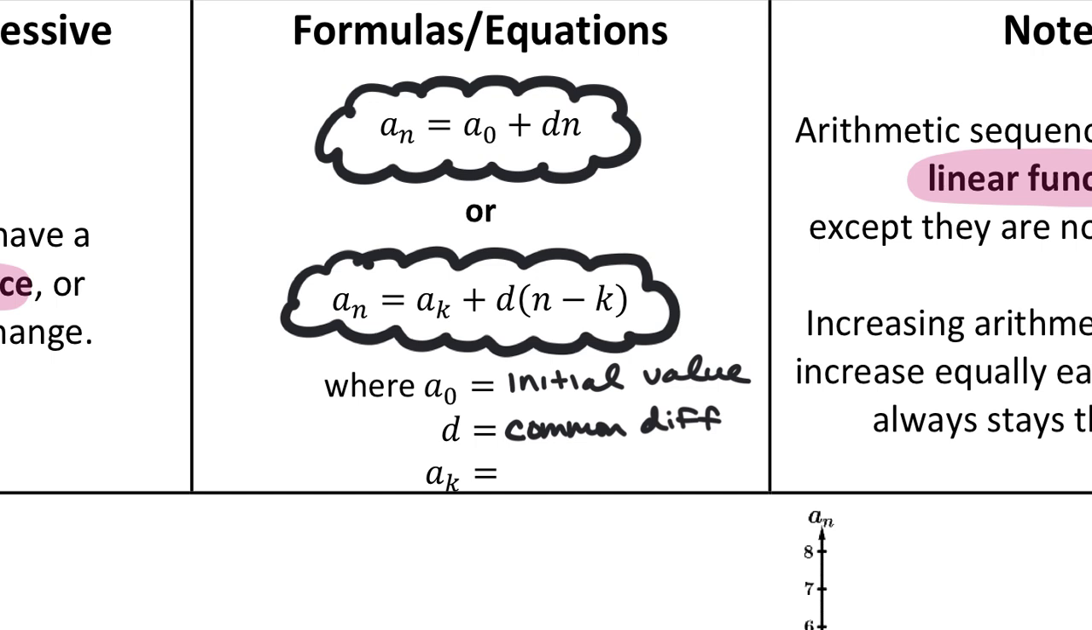And then if we jump down to the bottom, a sub k is any other point. So we're going to call it the kth term because it's the subscript of k, the kth term in the sequence. But that's just another coordinate point, k comma a sub k. So this is y equals b plus mx, slope-intercept form. This is y equals y1 plus m times x minus x1. It is literally just point-slope form of a linear function, but in the world of sequences, so we change the letters.